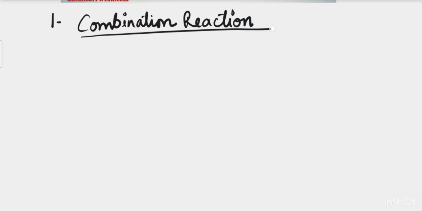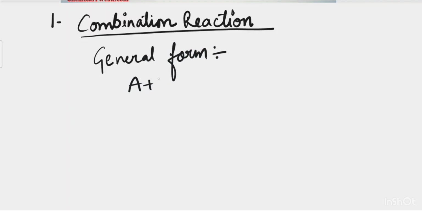What is combination reaction? When two or more substances combine to form a single compound. What is its general form? Its general form is A plus B to form AB. What is happening over here? Two substances are combining to form a single compound.